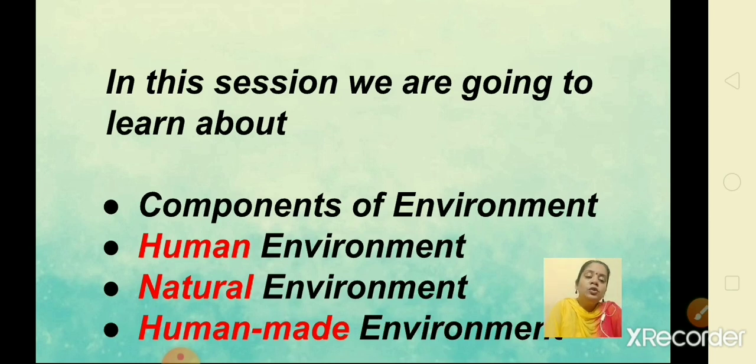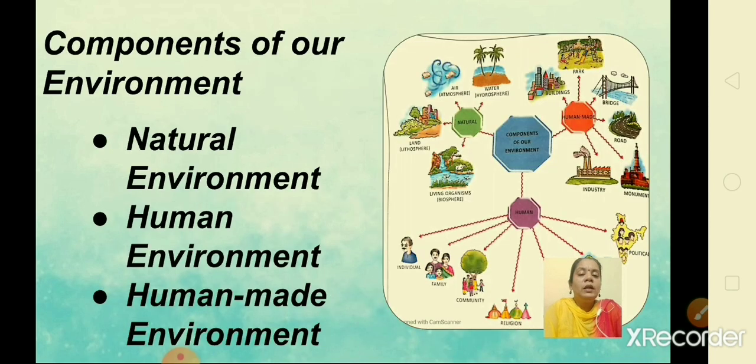Now, what is human made environment? As the name suggests, anything that is made by human, anything that we see around us and which is made by human is called human made environment. So, components of our environment are natural environment, human environment, and human made environment.